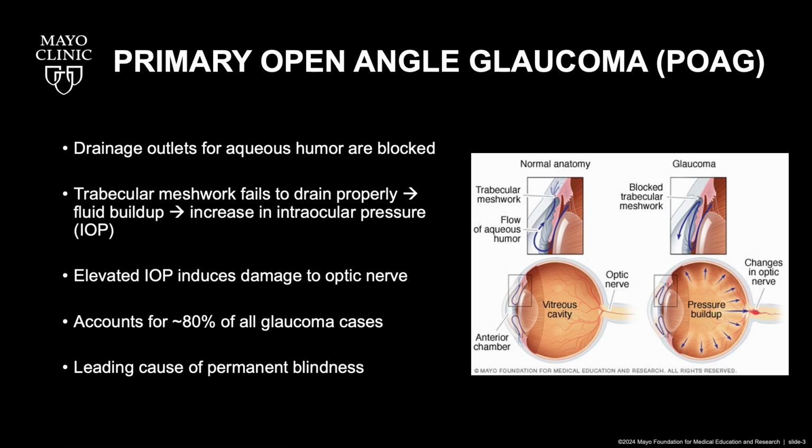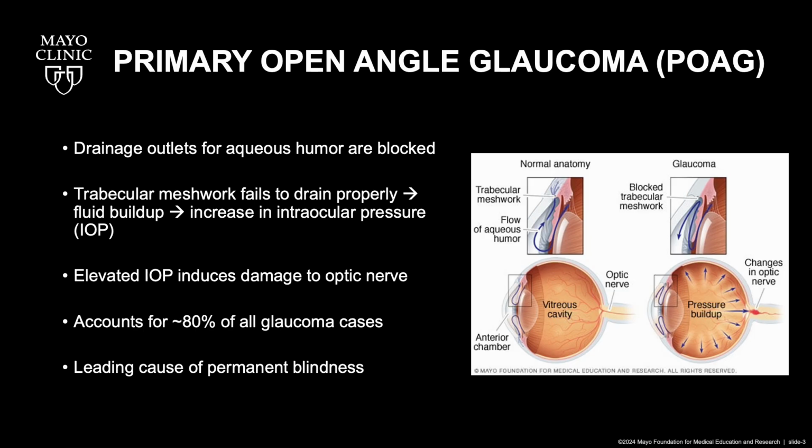So to go into some basics about what glaucoma is, primary open-angle glaucoma is characterized by a blockage of the drainage outlets for aqueous humor, which leads to increased intraocular pressure and damage to the optic nerve. Open-angle glaucoma accounts for about 80% of all glaucoma cases and is the leading cause of permanent blindness worldwide.